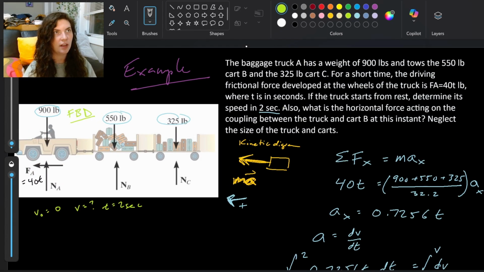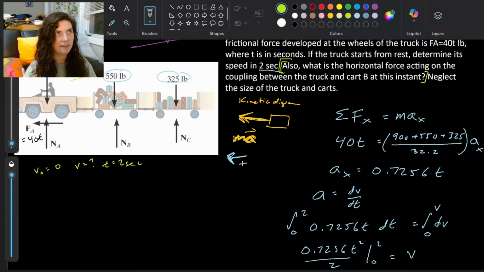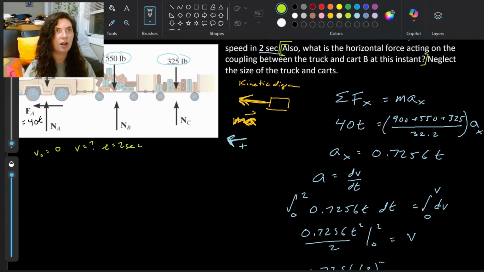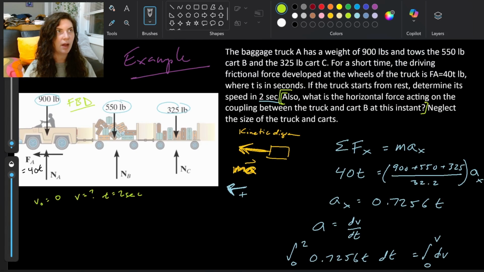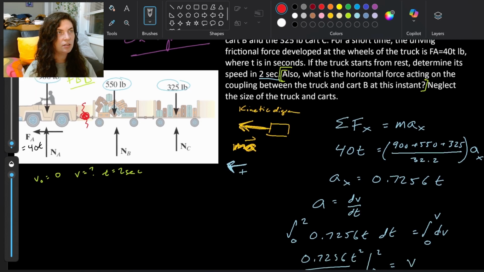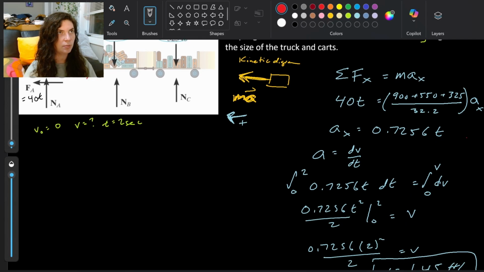Then we also need to find this part B. So we haven't done this part B yet. I'm going to just call it part B because it's the second half here. What is the horizontal force acting on the coupling between the truck and cart at this instant? So I'm going to draw my free body diagram, but now what we're looking at is taking a split here, basically. We want to know what the force is in this coupling right here. I'm going to draw my free body diagram, but with that split right there.